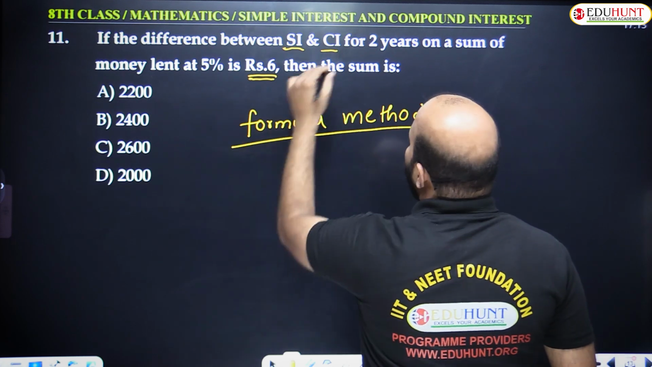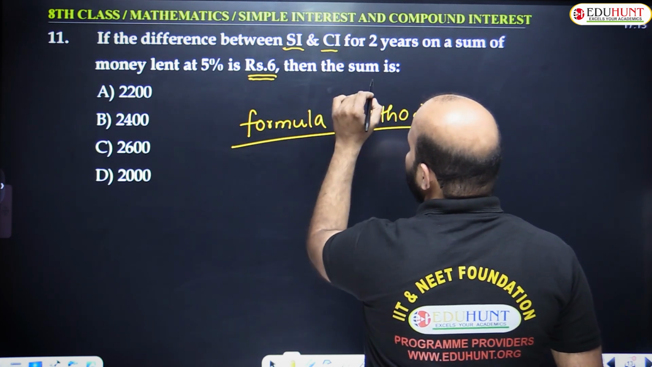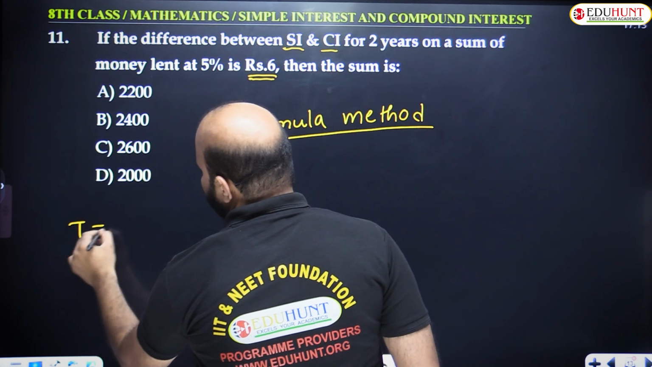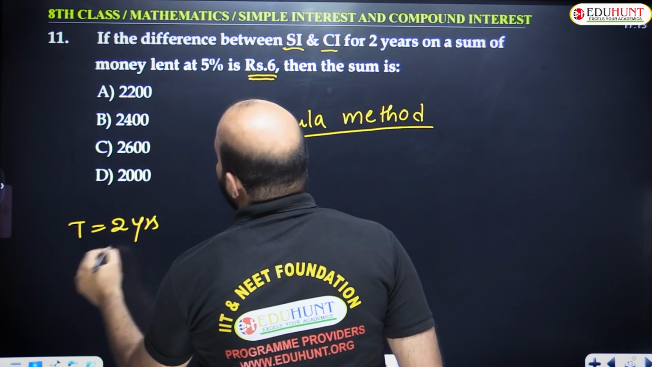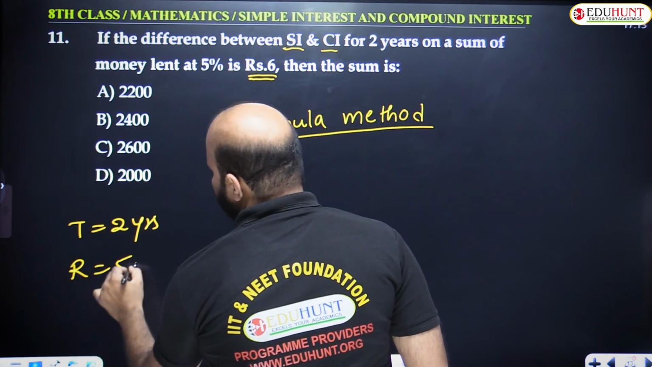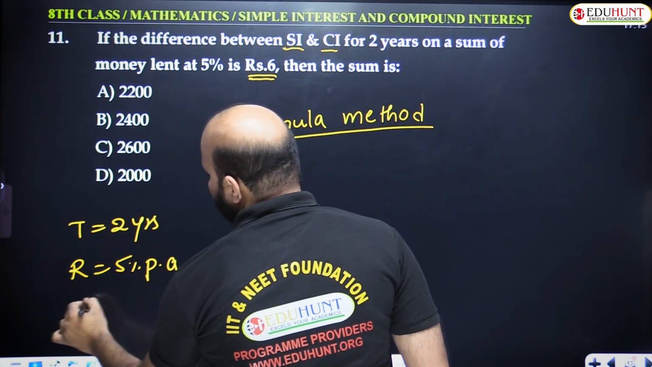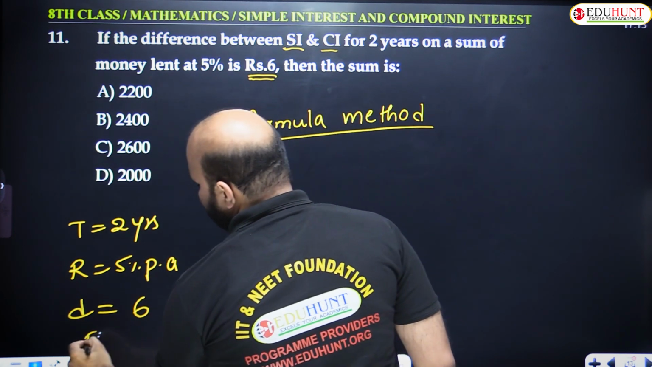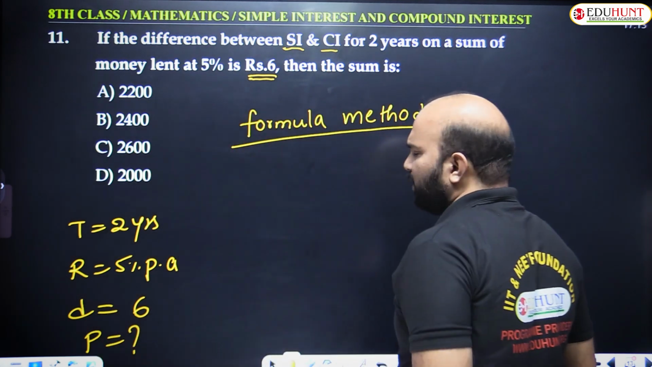So here in that question, how many years given? 2 years given, but the question is asking the sum. Firstly, time 2 years given, rate of interest 5% per annum, difference between simple and compound, D value, how much given? 6 rupees. But the question is asking principal, you don't know principal, that will be asked at the end.